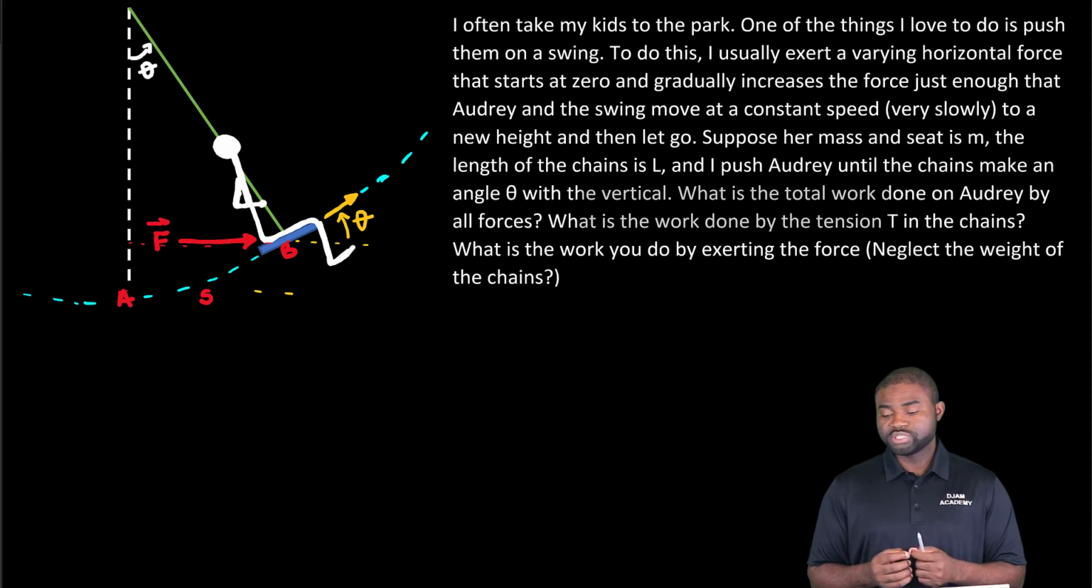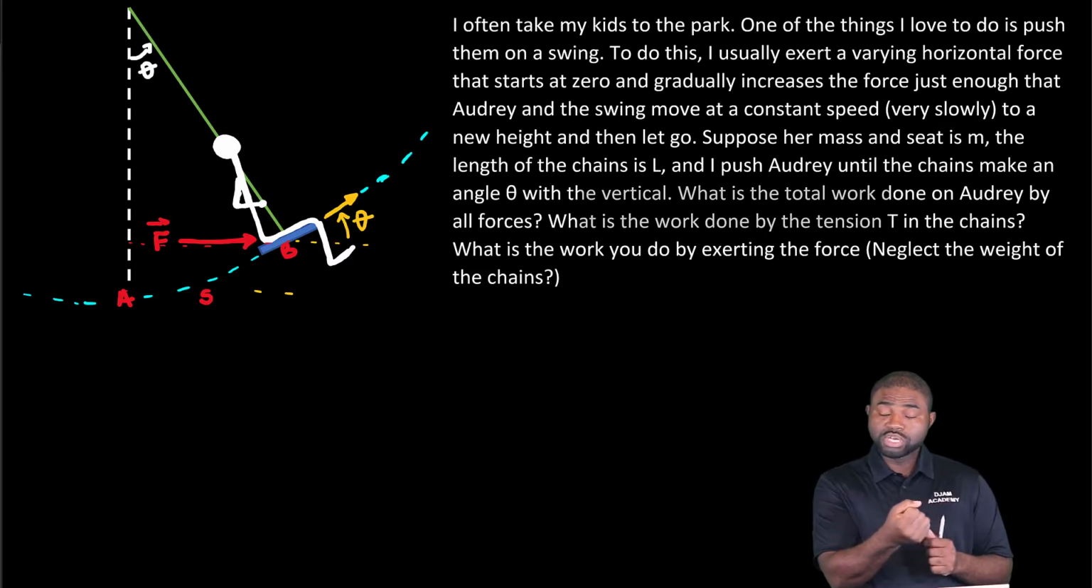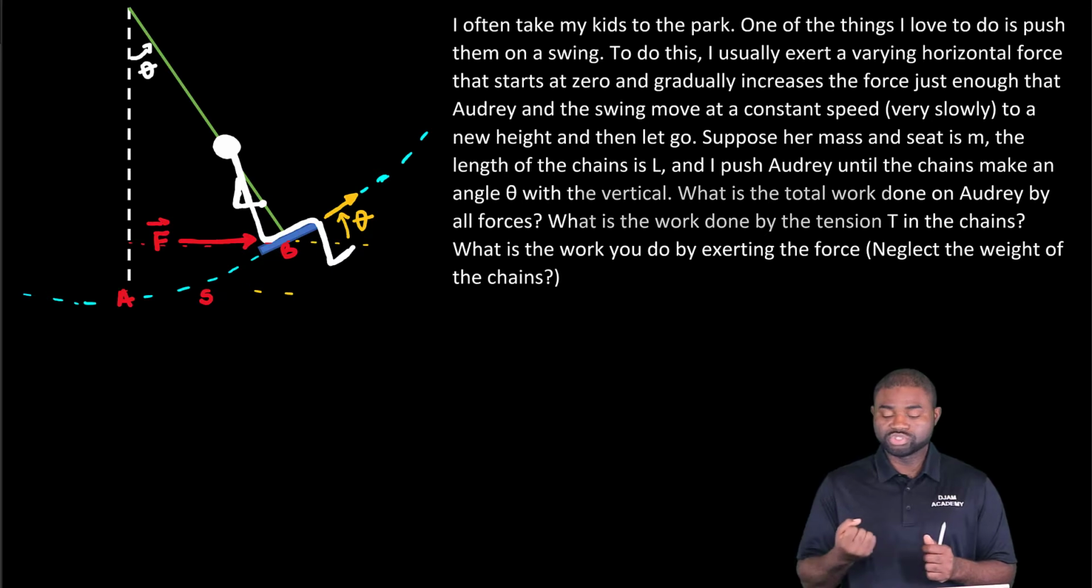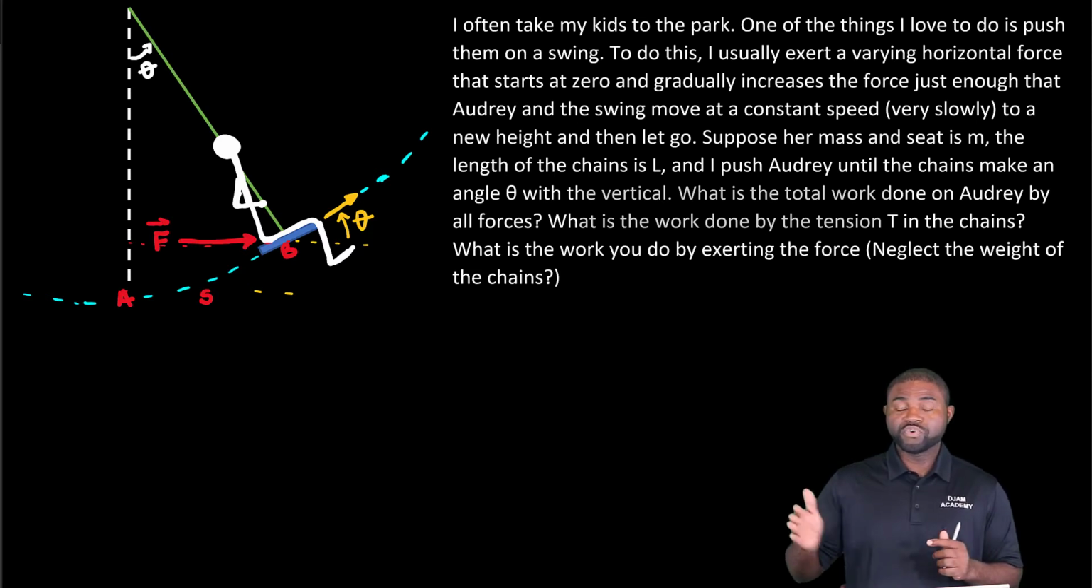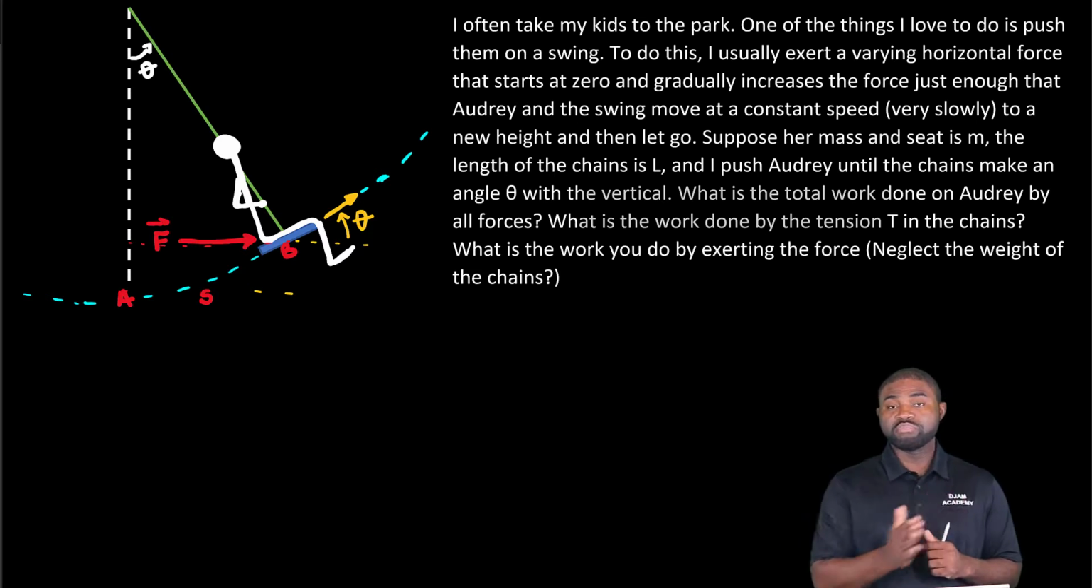Now, to do this, usually a variable, horizontal force is applied. I usually pull my child, Audrey, and then I let go. What happens is that she swings back and forth. That forward and backward movement, we call that simple harmonic motion. But we will talk about that another day.